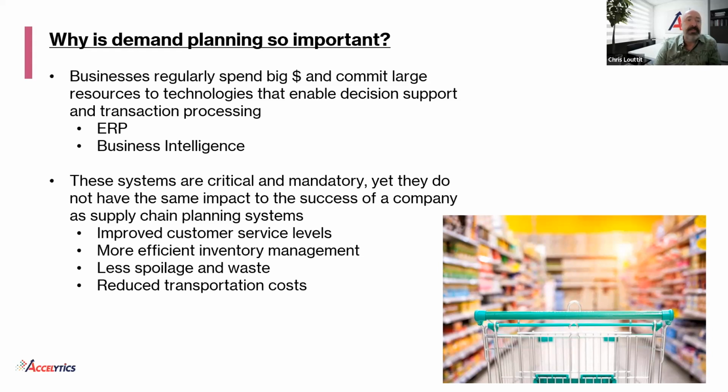Supply chain planning systems, on the other hand, have an almost unlimited potential to help companies seize opportunities and execute better both tactically and strategically. For example, with systems that we deploy regularly, we improve customer service levels, we more efficiently manage inventory turns and carrying costs, we have less spoilage and waste, we reduce transportation costs. And these are just a few of the many advantages that you get from supply chain planning.